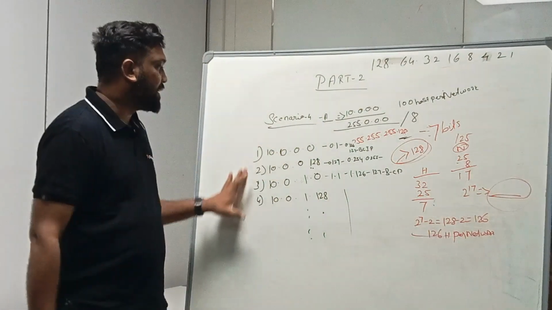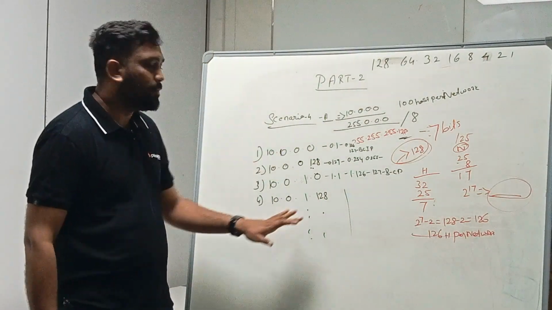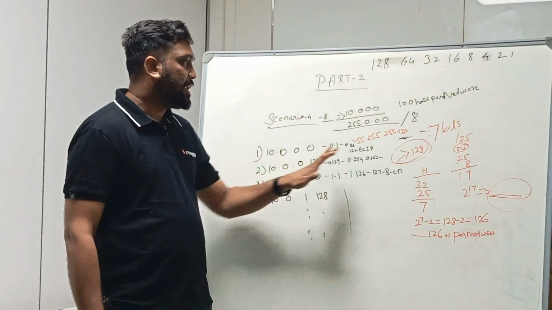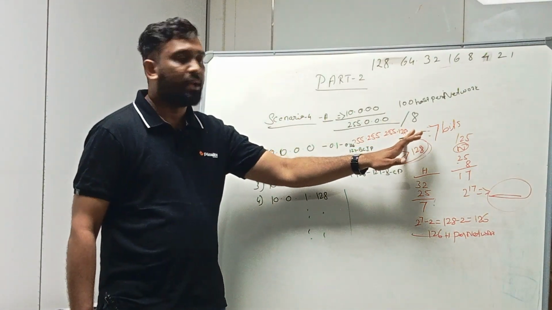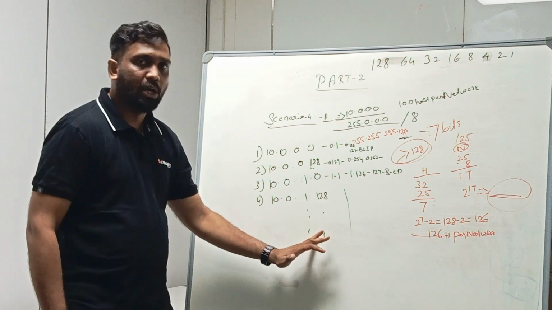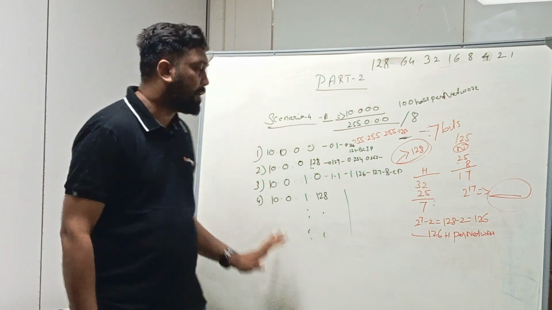This is a Class A scenario. While doing Class A scenarios, people feel it is a bit complicated. We need to see in which octet the change is happening, and based on that, we need to calculate. Hope this video makes the complete subnetting clear.